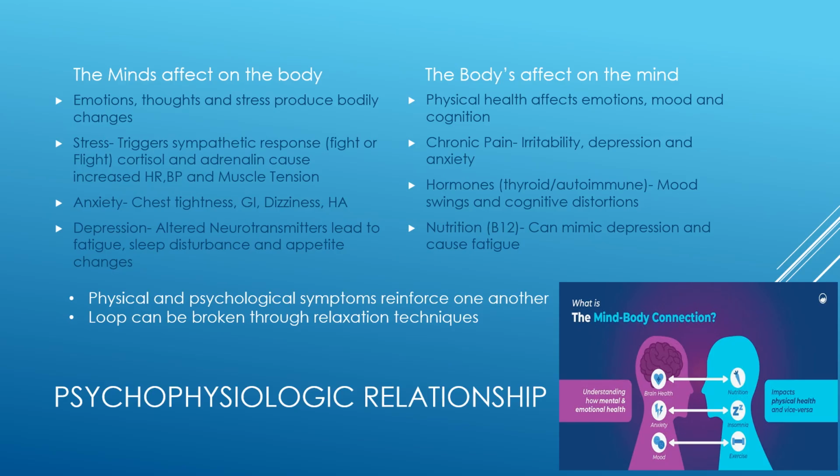Now, the body's effect on the mind. Physical health affects emotions, mood, and cognition. Chronic pain can lead to irritability, depression, and anxiety. Hormones, such as thyroid or autoimmune diseases, can lead to mood swings and cognitive distortions. Nutrition, like B12, can mimic depression and cause fatigue. So physical and psychological symptoms reinforce one another, but this loop can be broken through relaxation techniques.